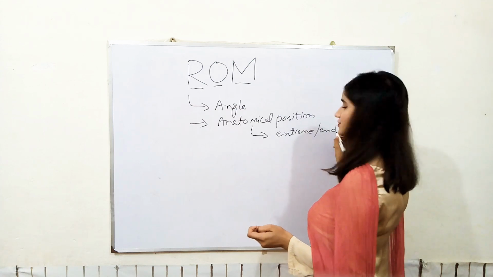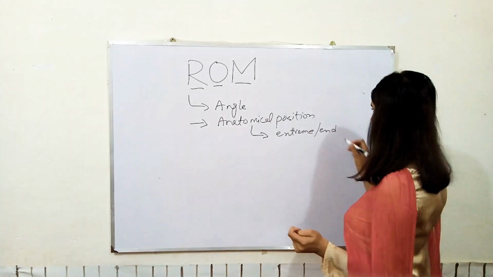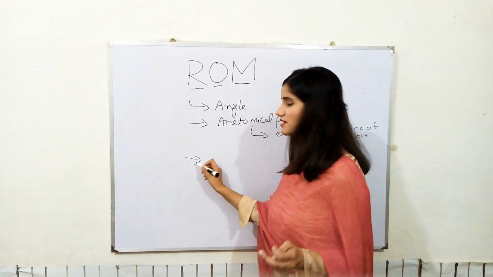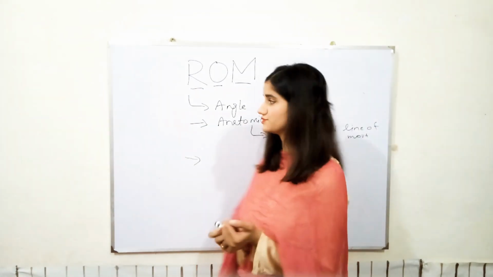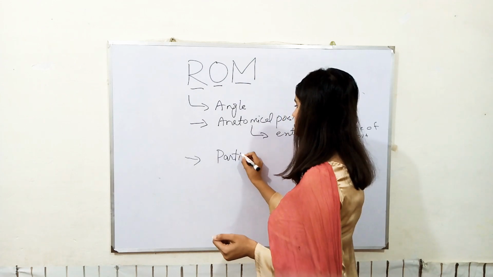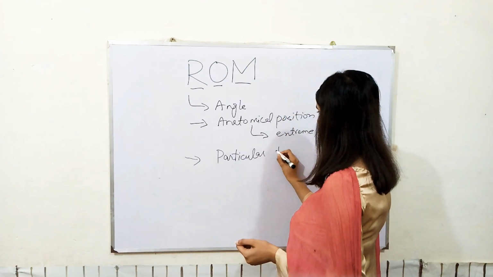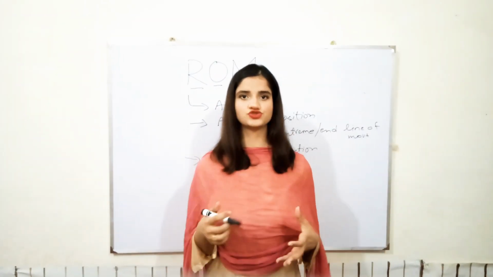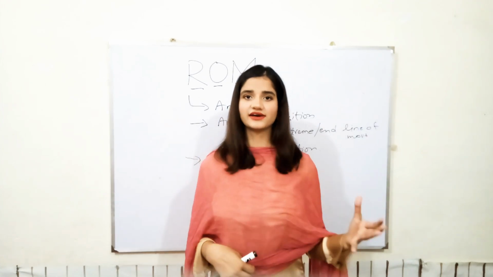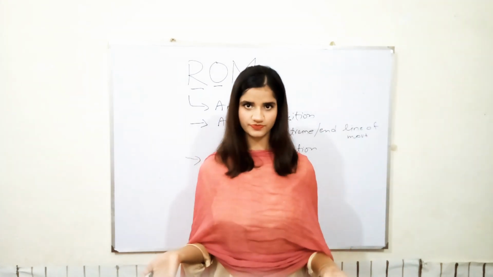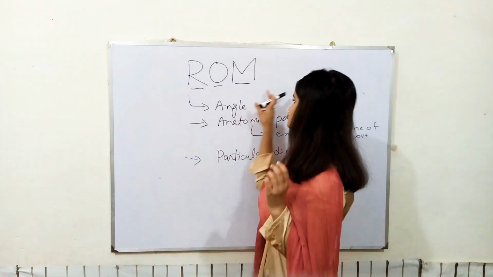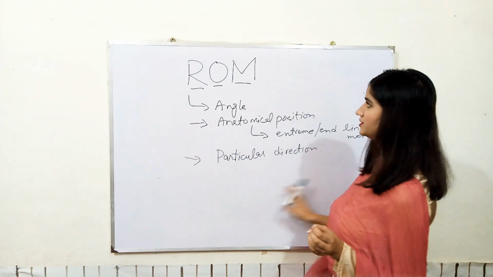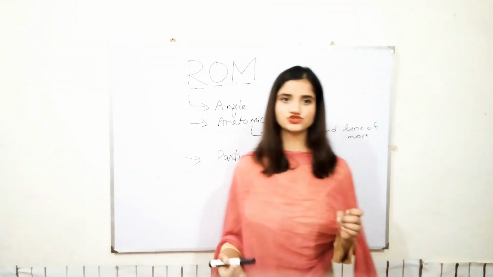or end line of movement. And the last thing to remember about this is in a particular direction. Direction is very much important, because at a joint, why is direction very much important? At a joint, we can achieve different angles by changing the direction. So the angle through which a joint moves from anatomical position to the end line of the movement in a particular direction will be considered as range of motion.